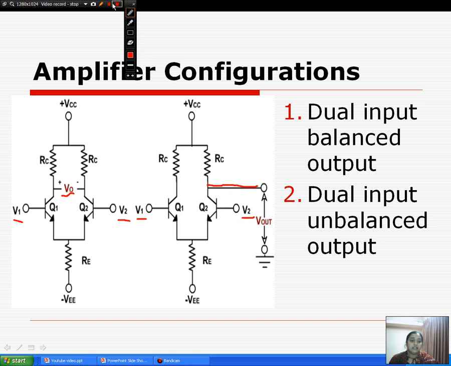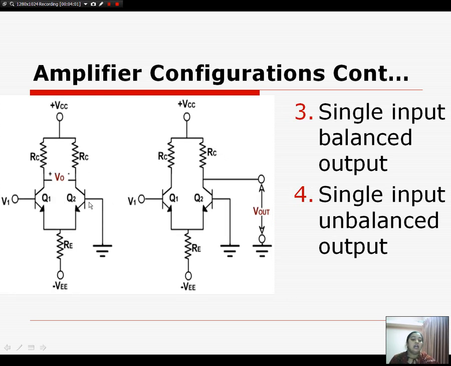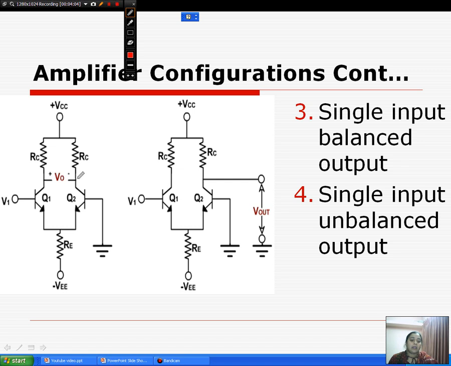Now let us see the third configuration, which is single input balanced output configuration. In this diagram, we can see that it has single input which is fed to the base of transistor Q1 and output is taken across both the collector terminals of Q1 and Q2 transistors. And the fourth configuration is single input unbalanced output configuration.